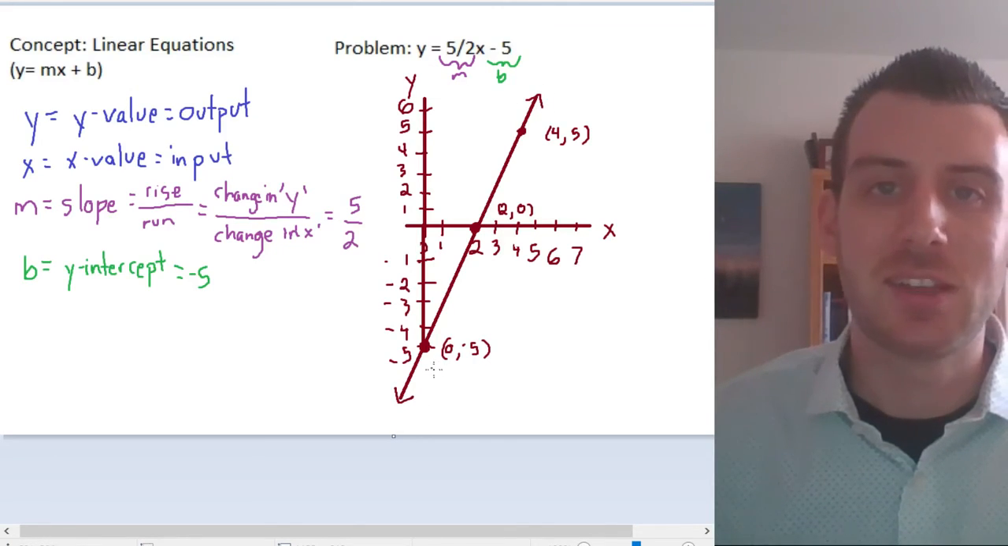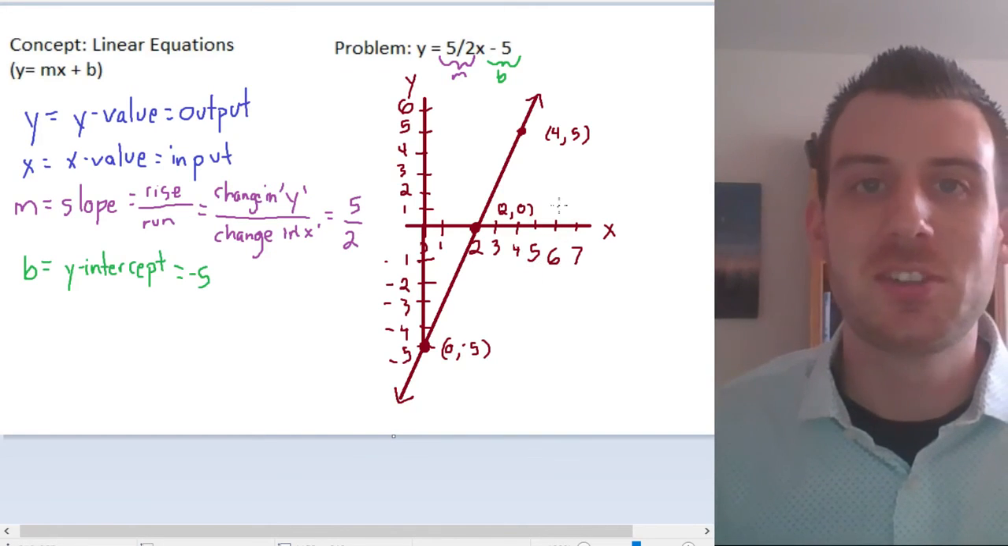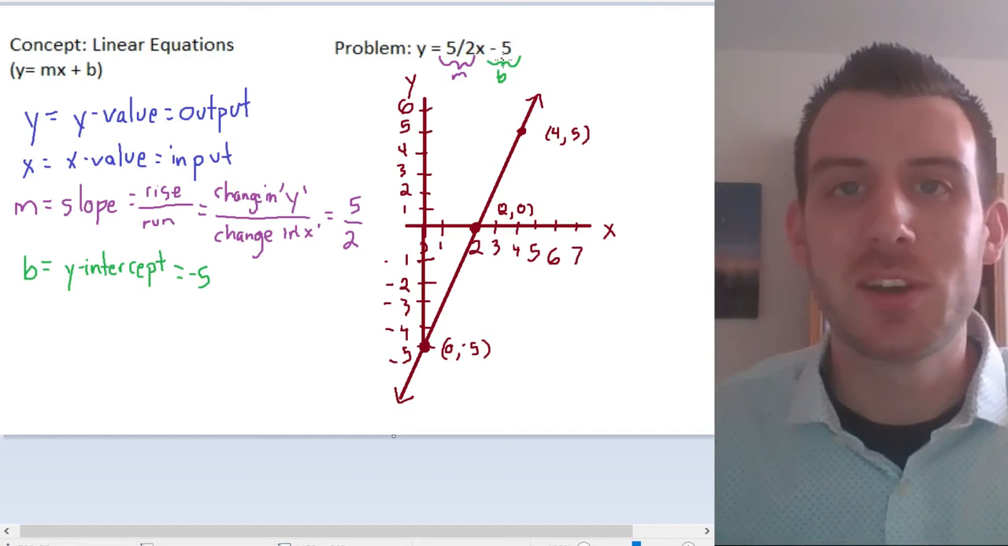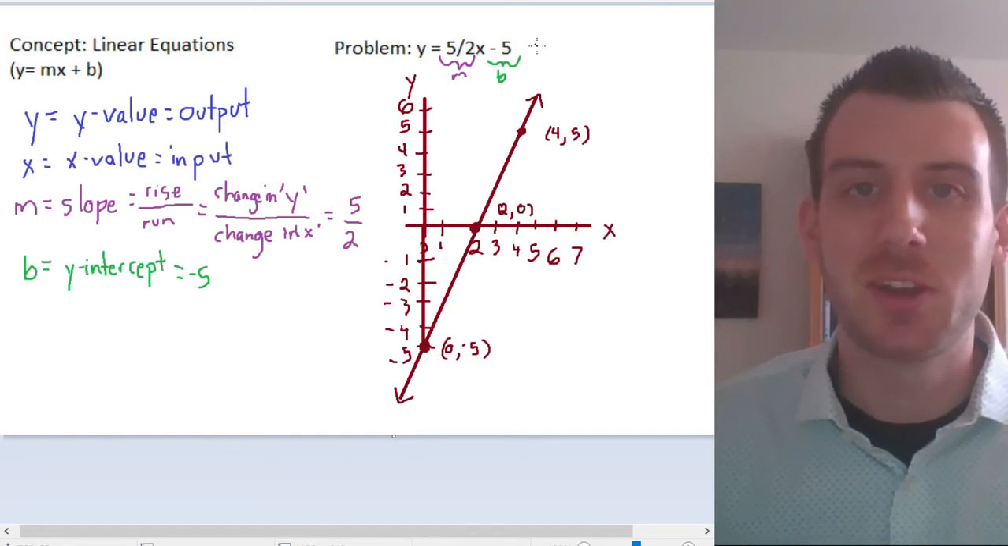Alright, there you have it. That's how you would do the homework assignment for linear equations, your slope-intercept form, and the equation y equals 5 over 2x minus 5.